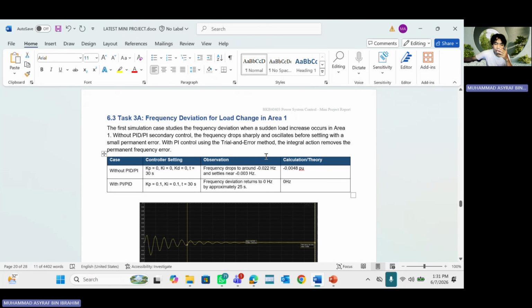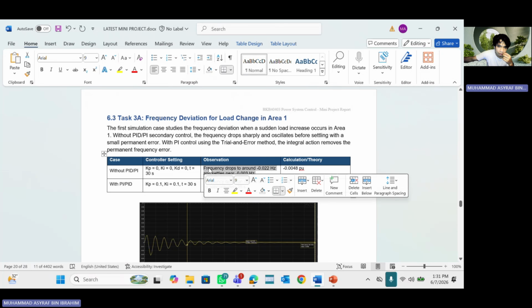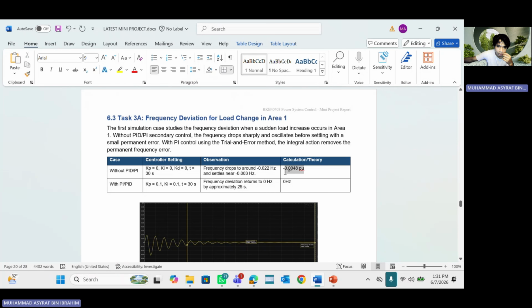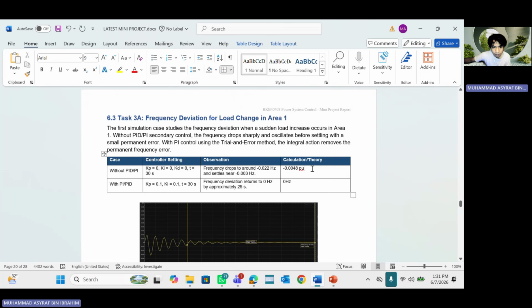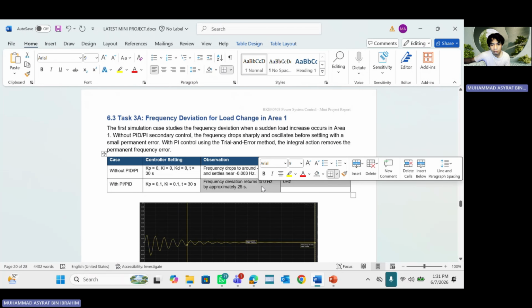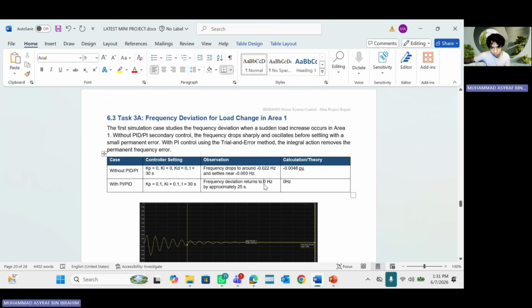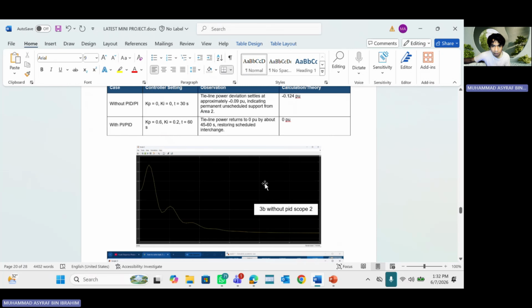So we can see also on the table. So for frequency deviation load change in area 1, you can see that from observation of the simulation, we have negative 0.003, and for calculation negative 0.0048. So it has an error of 0.18. So good enough. And then, of course, for the theory, when we add PID, it should return to 0. So yes, the simulation also returns to 0, which the simulation part, my group mate will explain about it.